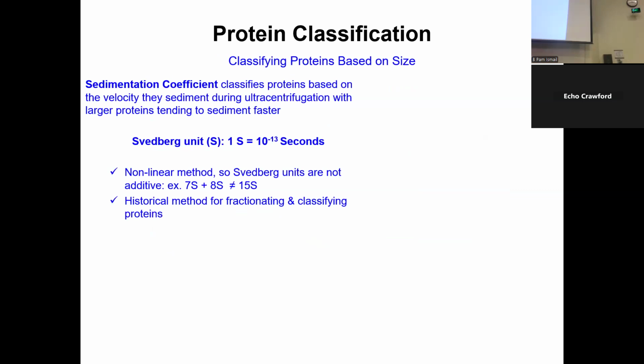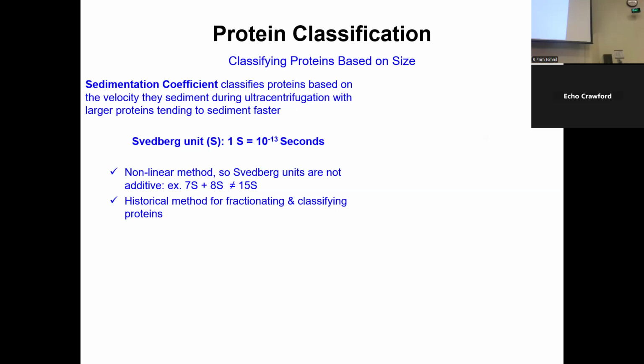Okay, the other classification that you will see some of the plant proteins are classified like that is based on the sedimentation coefficient. And the unit is Svedberg, S. So when you ultracentrifuge a protein, the speed by which it sediments refers to that S. The bigger protein, when you ultracentrifuge, will sediment faster, so it will have a higher S value.